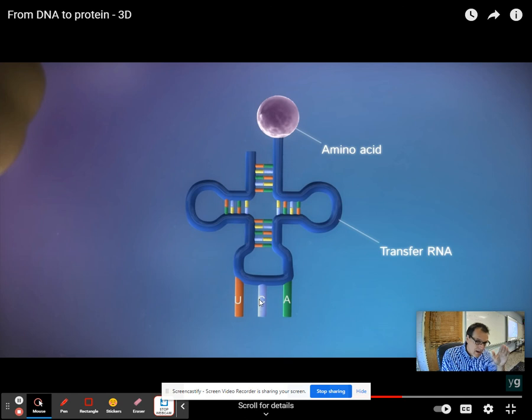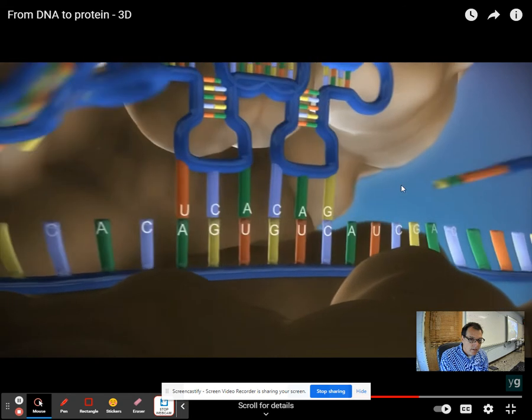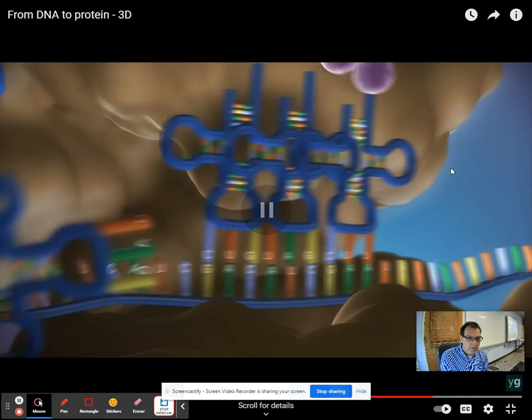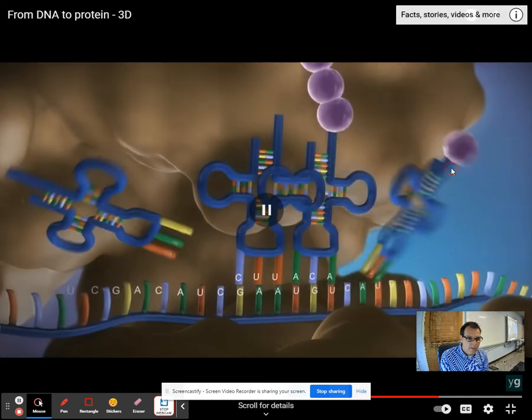Notice it's three nucleic acid bases long. This is called an anticodon. And it's going to bind to the code on the messenger RNA. The messenger RNA is read 3 bases at a time. As each triplet is read, a transfer RNA delivers the corresponding amino acid.